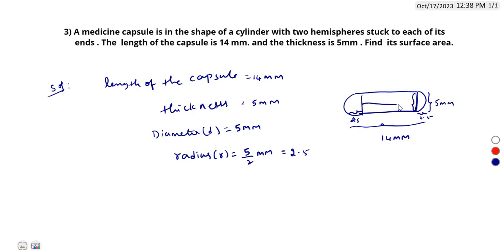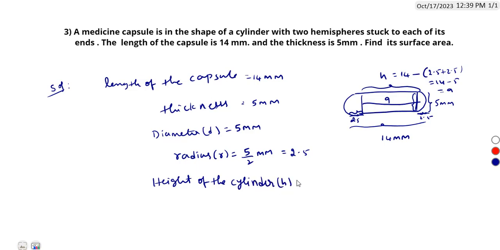Now I want the height of the cylinder. Height of the cylinder, h, equals the total length 14 minus this 2.5 and this 2.5. So 14 minus 5, that is 9. So the height of the cylinder h equals 9 millimeters. How do we get that? 14 minus (2.5 plus 2.5), that is 14 minus 5, which is 9 millimeters.